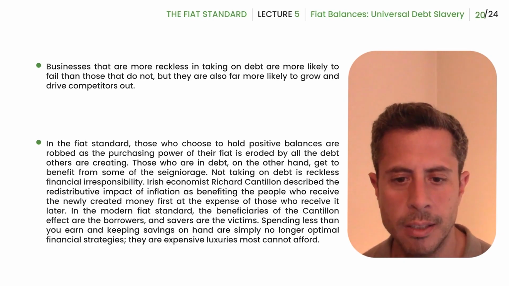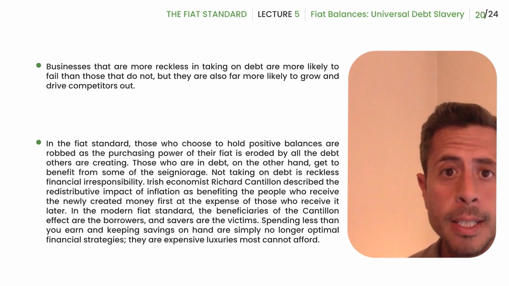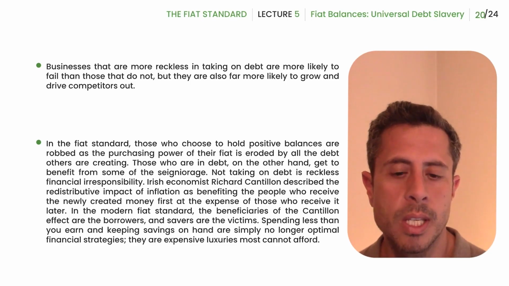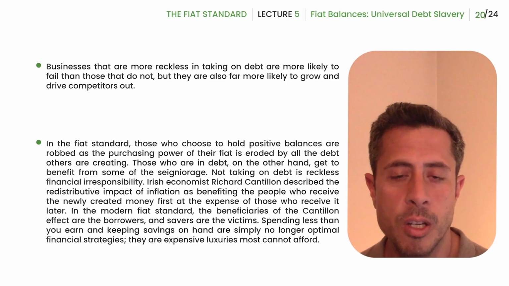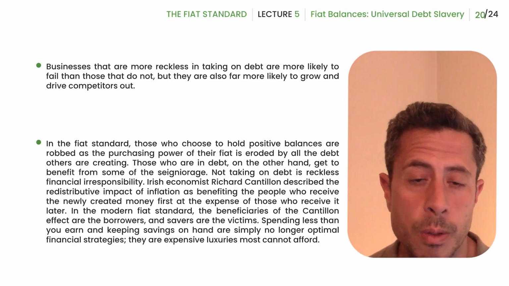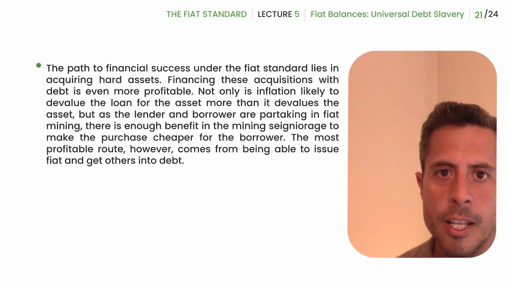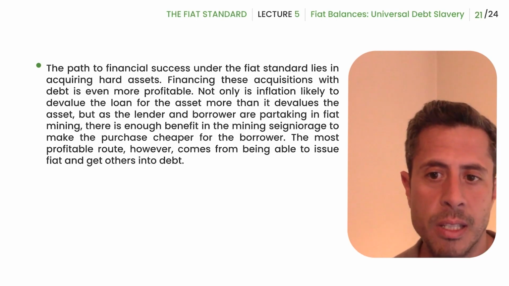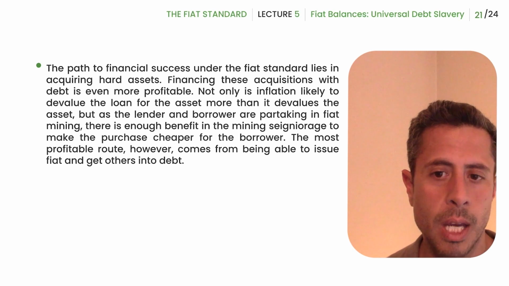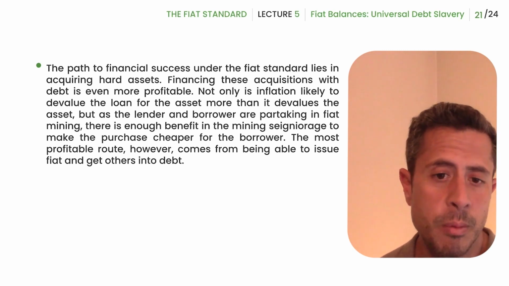This is what is known as the Cantillon effect. And in the modern fiat standard, the beneficiaries of the Cantillon effect are the borrowers, and savers are the victims. Spending less than you earn and keeping savings on hand are simply no longer optimal financial strategies. They are expensive luxuries most cannot afford. The path to financial success under the fiat standard lies in acquiring hard assets.